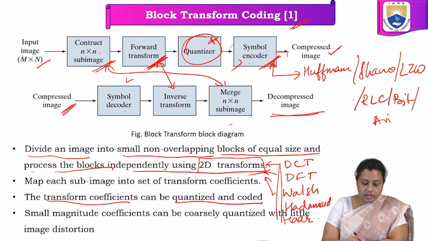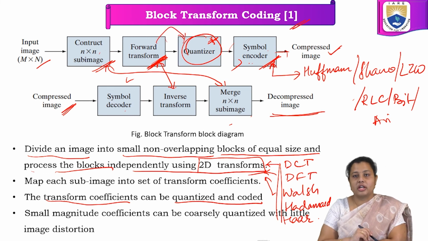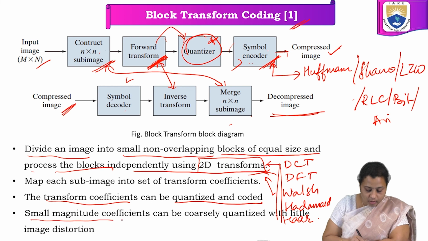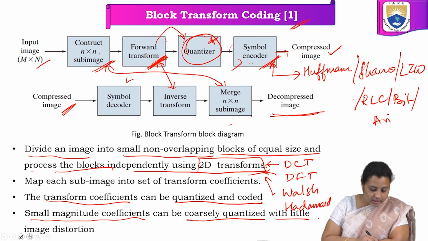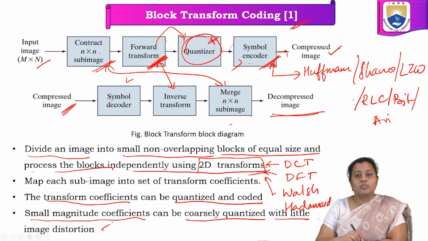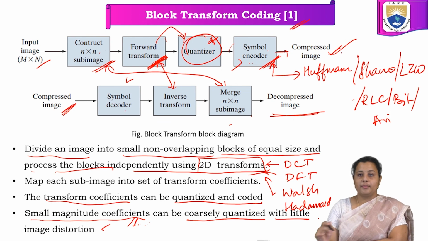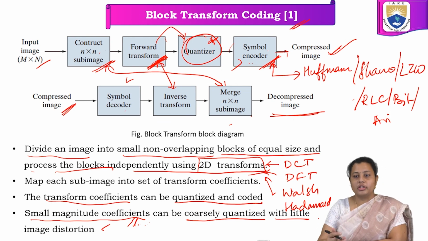When we use this forward transform, image compression is achieved because the small magnitude coefficient values are coarsely quantized with little image distortion. Small magnitude values are either quantized very coarsely or neglected. Based on the magnitude of the transform coefficient values, we get the compressed image. So this is how the block transform is done.